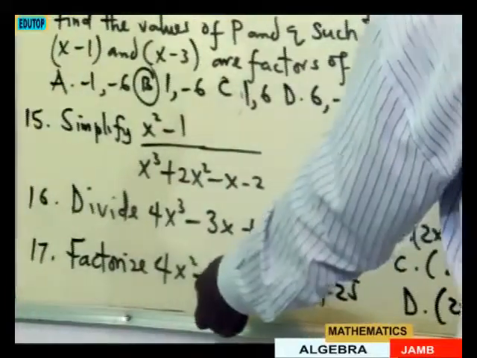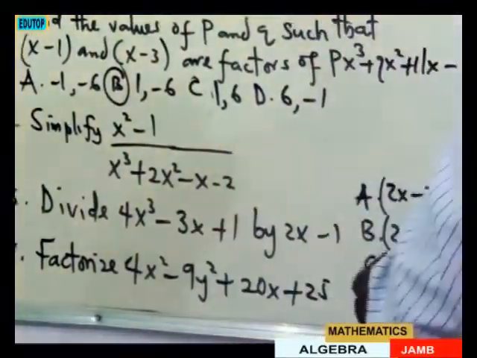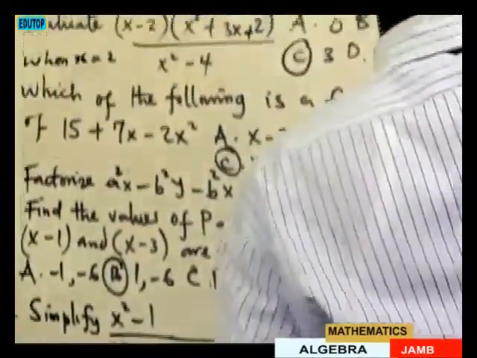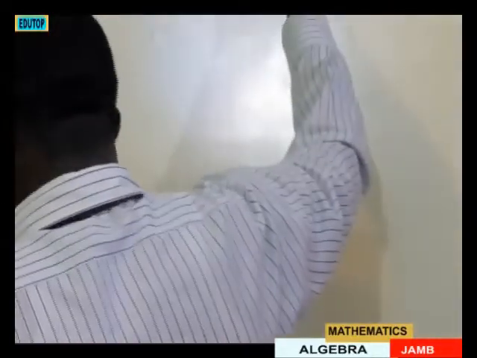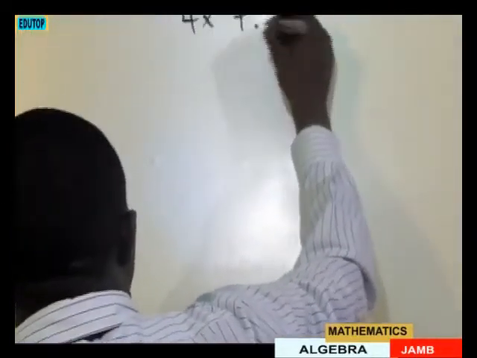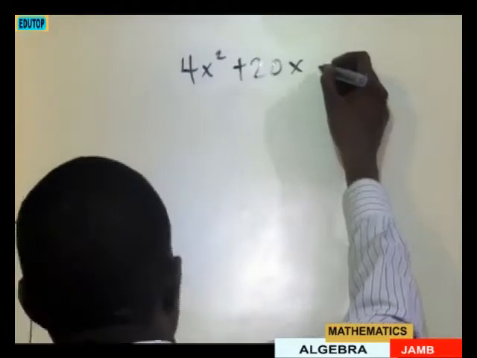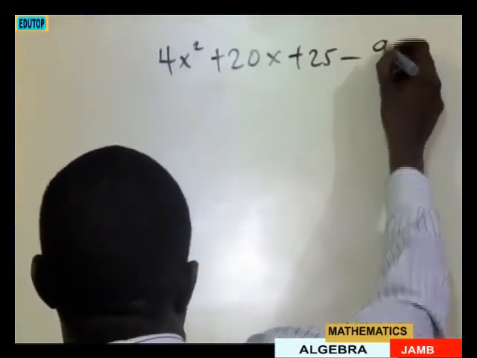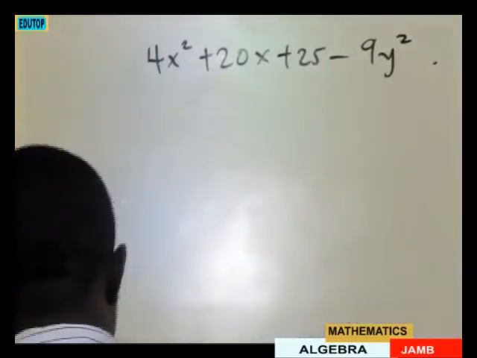20x. So this one has been put for you as a trap. So what you need to do is to restructure this particular expression. You have 4x squared. So the next one should be plus 20x. Take note of that, it's a trap. Plus 25. Then you now put that one at the back. Minus 9y squared. Take note.